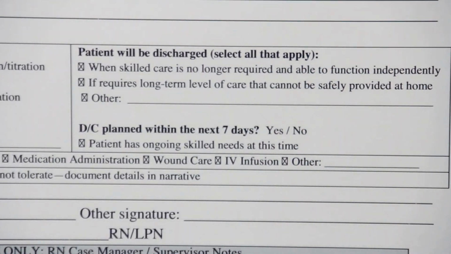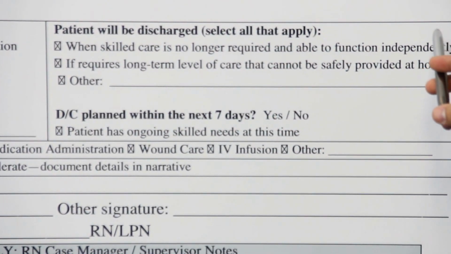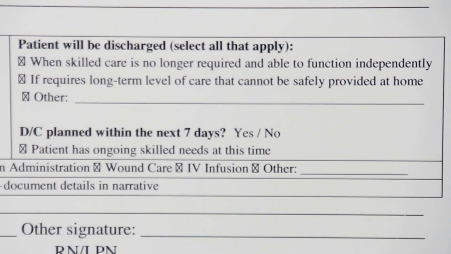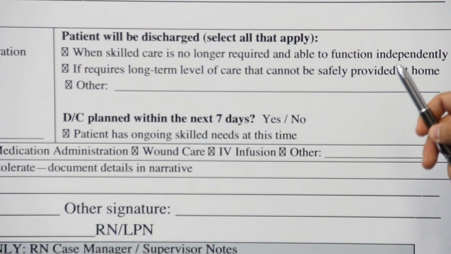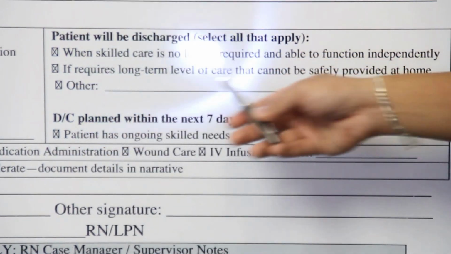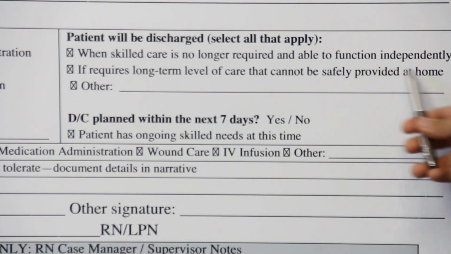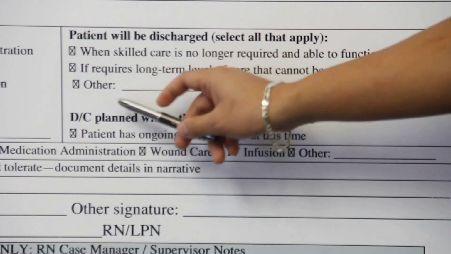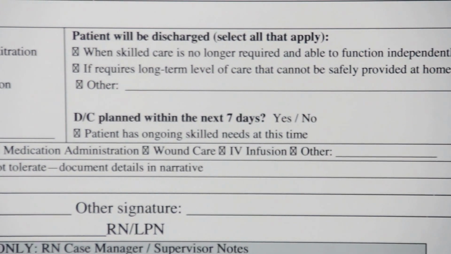Select all that apply. Usually what happens is that our patients have chronic conditions, so basically we do not really pay attention to that. However, as far as discharge, when skilled care is no longer required and able to function independently, and or if requires long-term level of care that cannot be provided safely at the home.